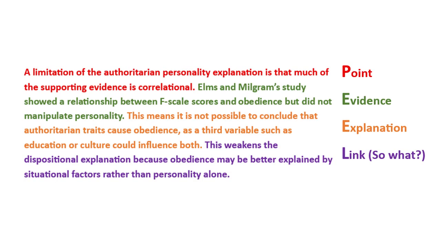A limitation of the authoritarian personality explanation is that much of the supporting evidence is correlational. Elms and Milgram's study showed a relationship between F-scale scores and obedience, but did not manipulate personality. This means it is not possible to conclude that authoritarian traits cause obedience, as a third variable, such as education or culture, could influence both. This weakens the dispositional explanation because obedience may be better explained by situational factors rather than personality alone.